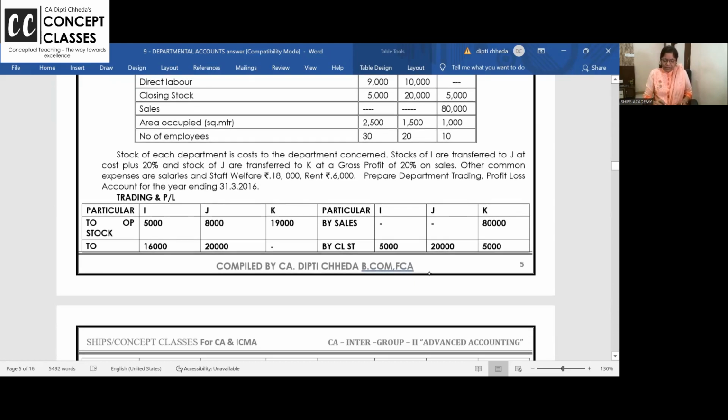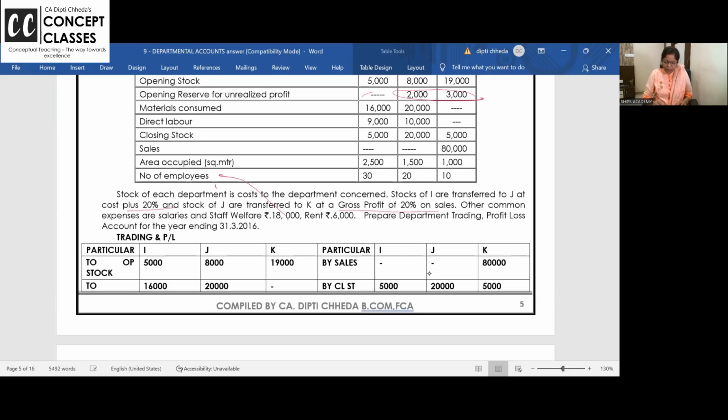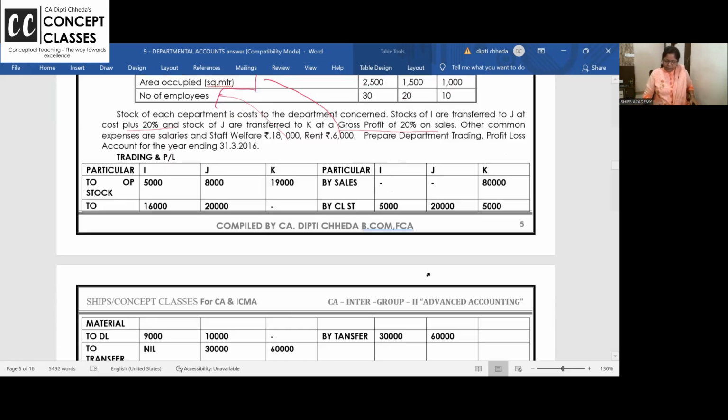Very interesting and easy problem. Don't leave it. Stock of each department is at cost to department. I is transferring to J at 20% on cost. J is transferring to K at 20% on sales. Other expenses are given like staff welfare. किस रेशो में दोगे? Number of employees. Rent किस रेशो में दोगे? Area. कौन सा डिपार्टमेंट कितना आपका एरिया यूज कर रहे हैं उतना रेंट बेयर करेंगे.